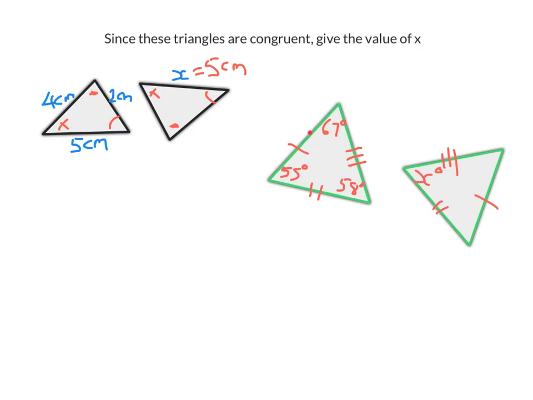Actually, I flipped this triangle to get this one. So the 58-degree angle corresponds to this one. The 55-degree angle would be over here. The 67-degree angle there. So in this case, x is actually corresponding to the 58-degree angle. They must be equal because corresponding angles of congruent triangles must be equal.